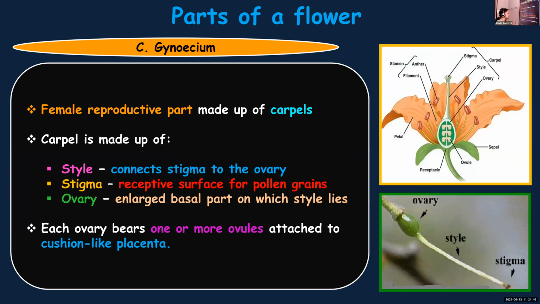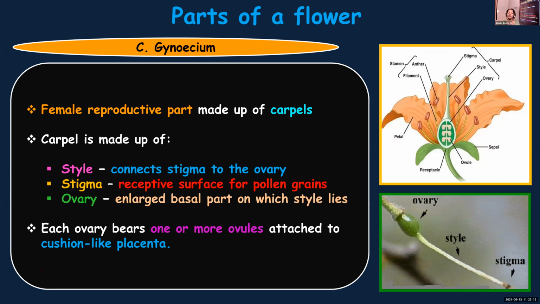Each ovary consists of one or more ovules, and these ovules are attached to placenta. You have learned about placenta in human females, in pregnant females. So similarly, here also they have a placenta. You'll be learning about different types of placentation. A placenta is a cushion-like structure, and the ovules will be attached to this placenta inside the ovary.